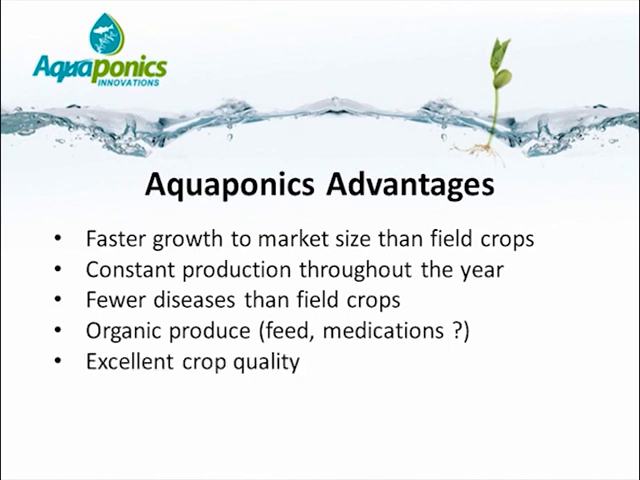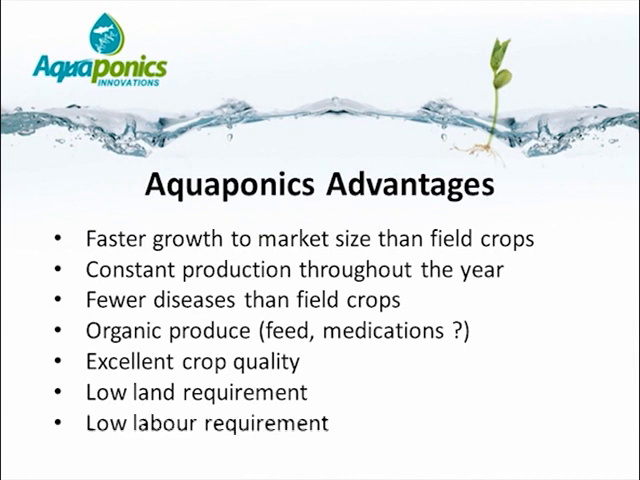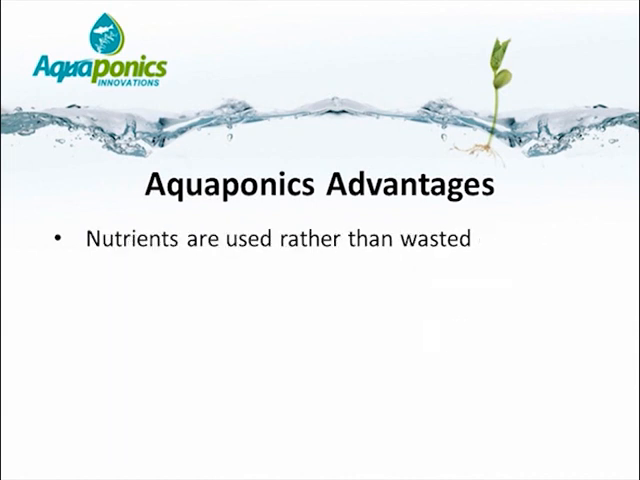The crop quality coming out of an aquaponics system is fantastic, and in my opinion, this is the biggest single selling point advantage that we as aquaponists have over other ways of culturing crops. Land requirement is also reduced because it's conducted very intensively, and labor requirement is also very low. The nutrients produced by the fish are utilized as plant food rather than being wasted as a problem.